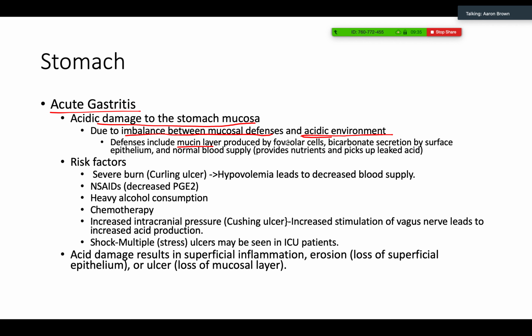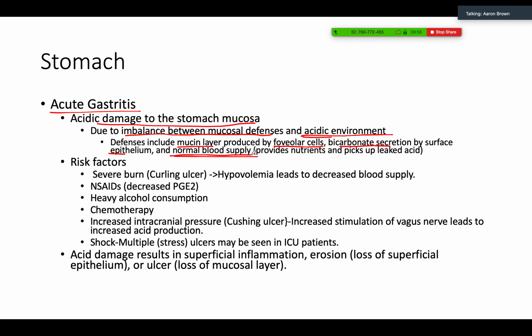So the mucin layer is produced by foveolar cells. These are a cell type within the epithelium of the gastric lining. Bicarbonate secretion by surface epithelium, normal blood supply. Having a loss of any of these three things can cause gastritis, and I really want you to pay attention to this one, normal blood supply.